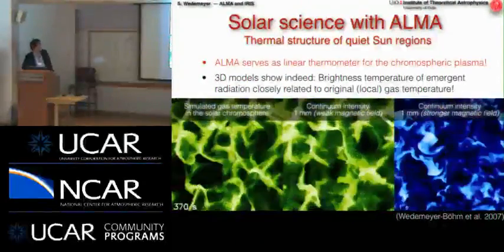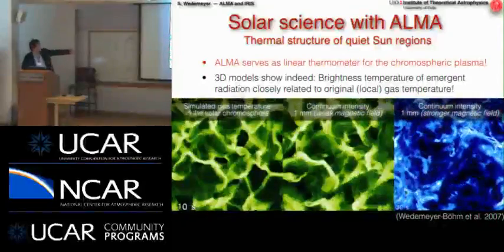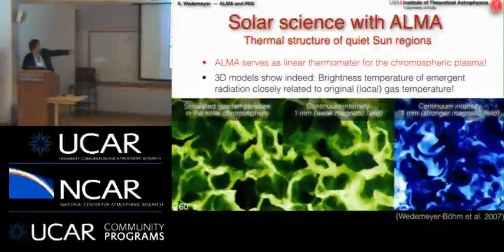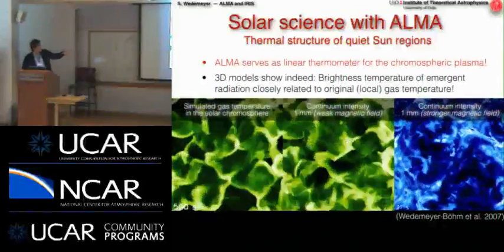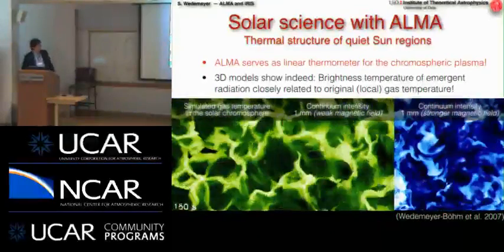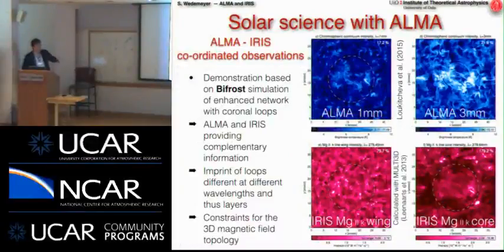This is based on numerical simulations to show you the gas temperature on the left side and the continuum intensity in the middle. You see it's very closely related. It's a very direct measure. Then the most popular model of this workshop, this Bifrost snapshot: you see in the top ALMA at 1 millimeter and 3 millimeter, and below IRIS magnesium wing and line core, just to demonstrate that you could compare these diagnostics and learn which properties are mapped by which, and what you could do in a combination with this.